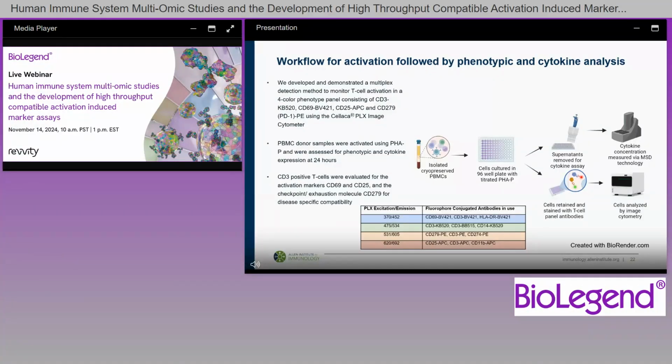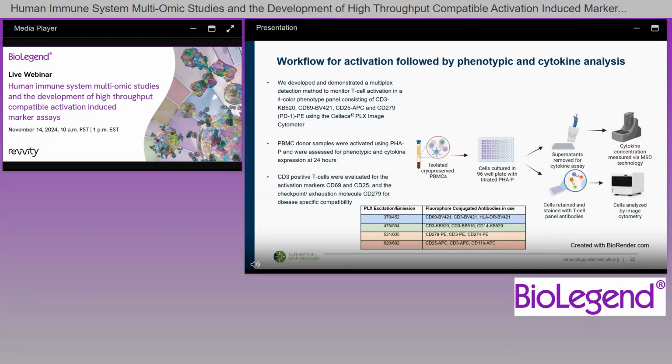So, what did we do and how did we do it? We developed a multiplex detection method to monitor T cell activation using a 4-color panel consisting of the surface markers CD3, CD69, CD25, and CD279.